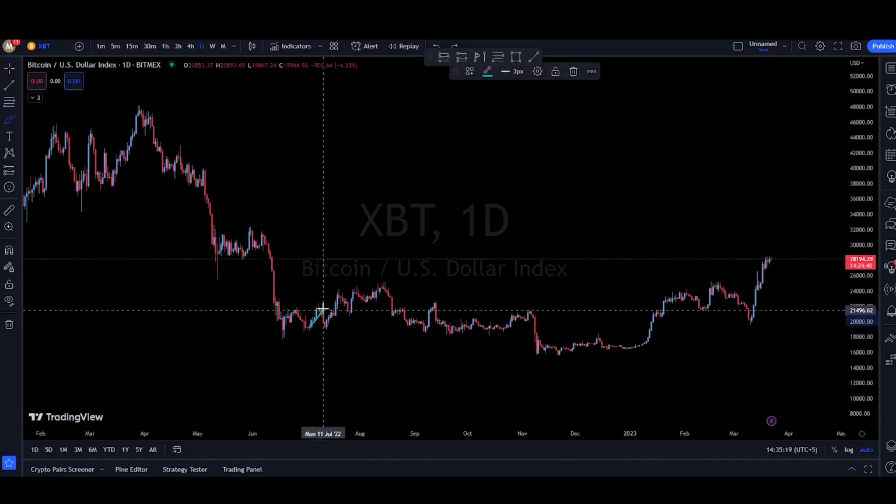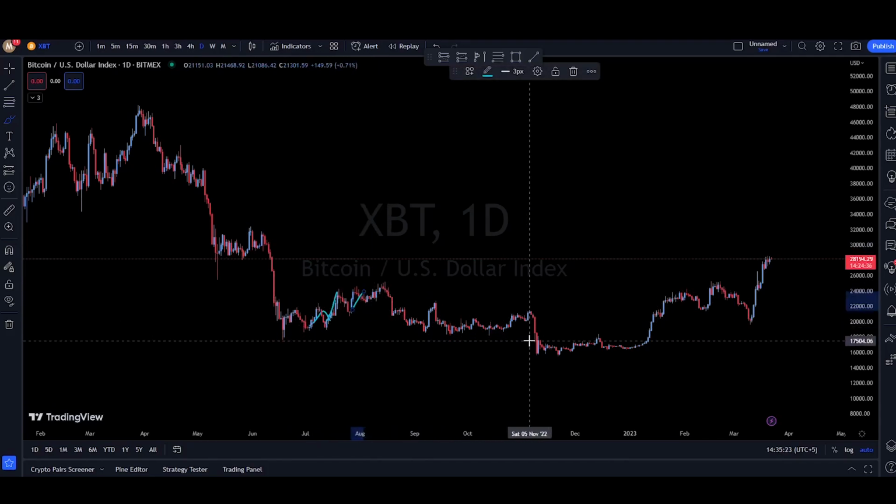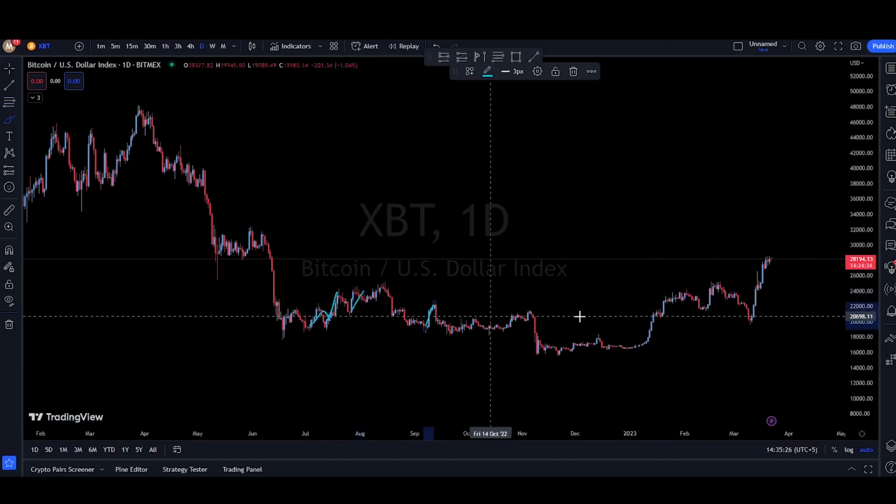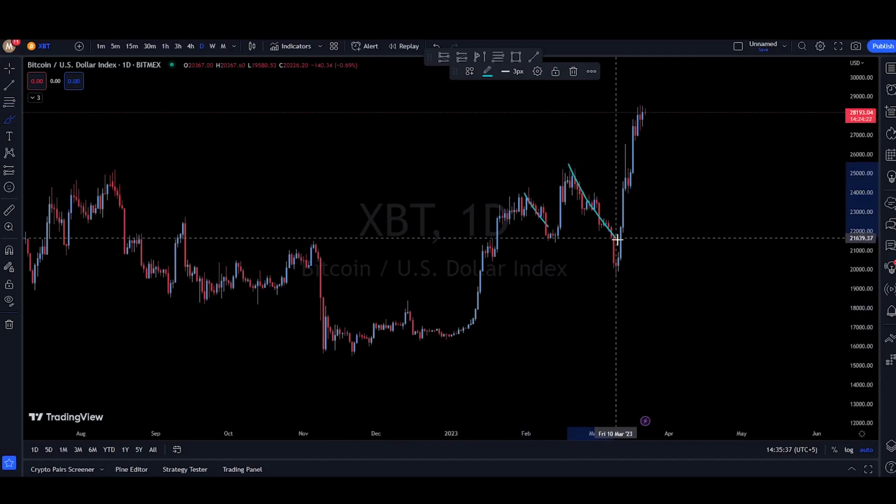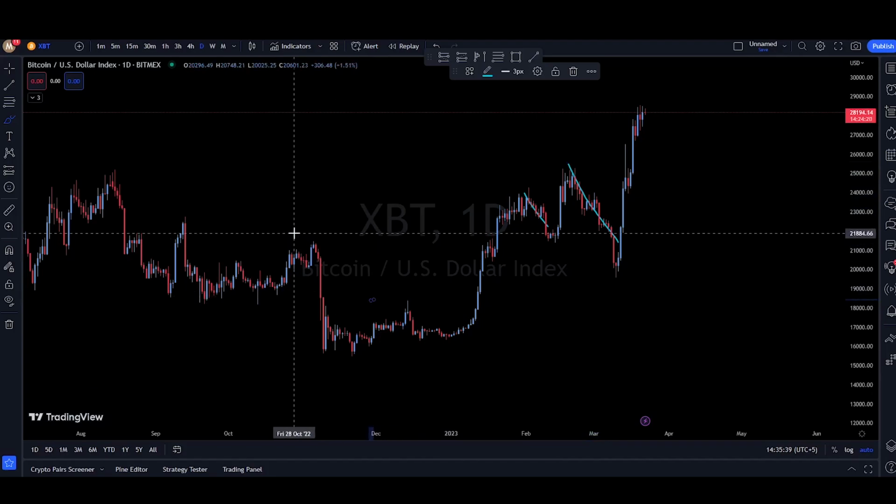To identify support and resistance levels in a chart, you can start by looking for areas where the price has previously reversed. These areas are called swing highs and swing lows. A swing high is a peak in the price that is higher than the previous peak, while a swing low is a trough in the price that is lower than the previous trough.